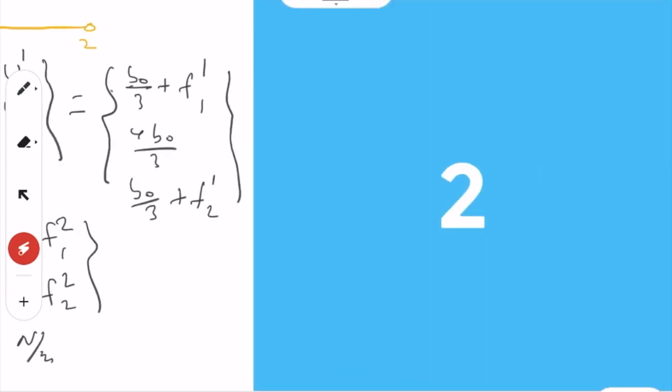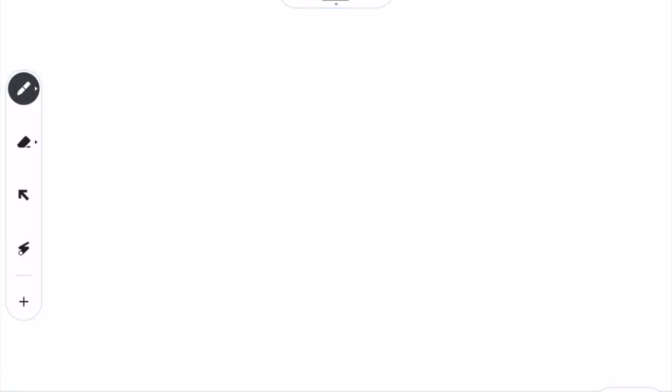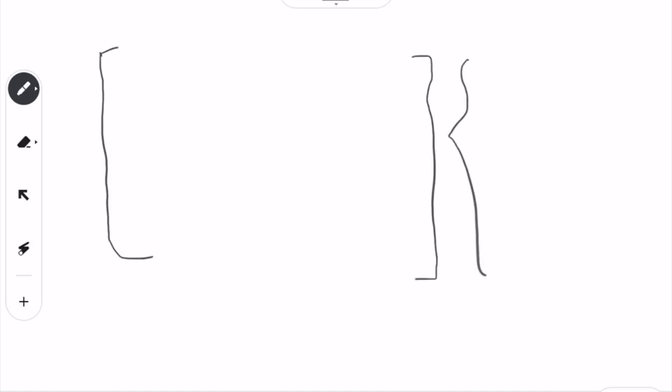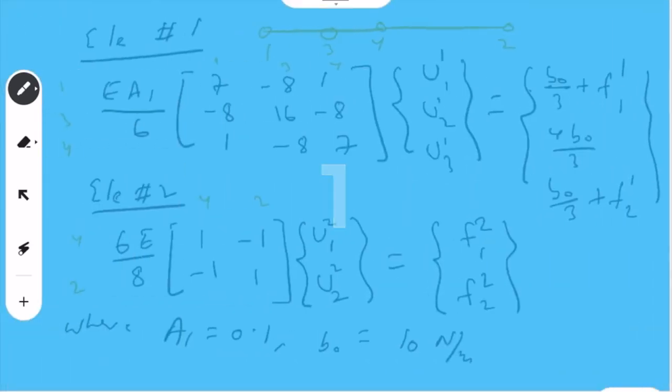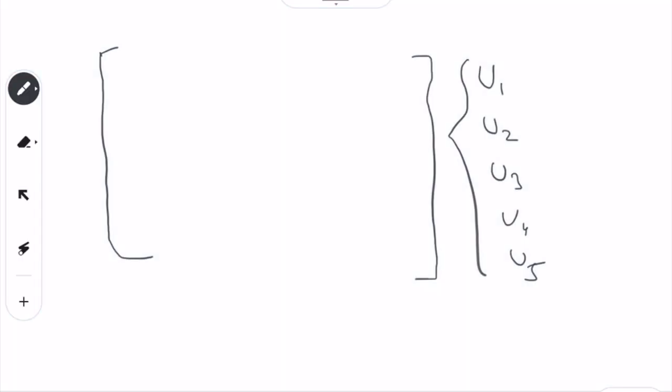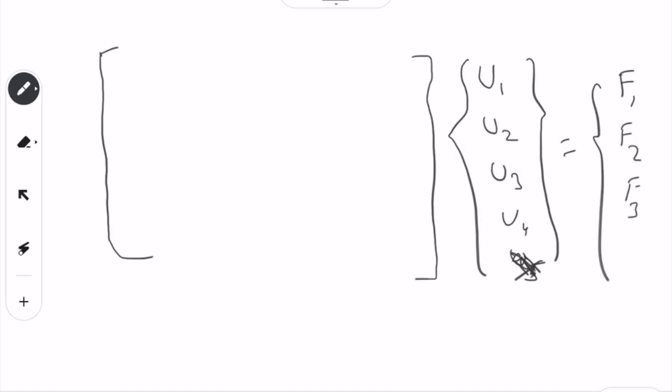Okay, so we are going to assemble, we will make a big matrix. Maybe like this one and like this, and here we will have U, this is global now, so U1, U2, U3, U4. How many nodes do we have? Only 4 nodes, so U5 will not be there. So this is equal to F1, F2, F3 and F4.